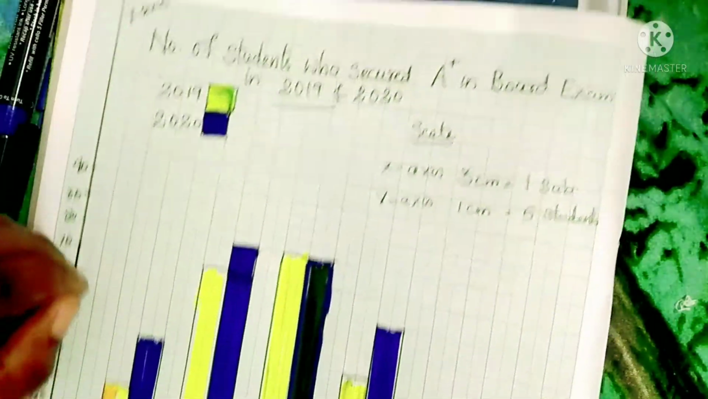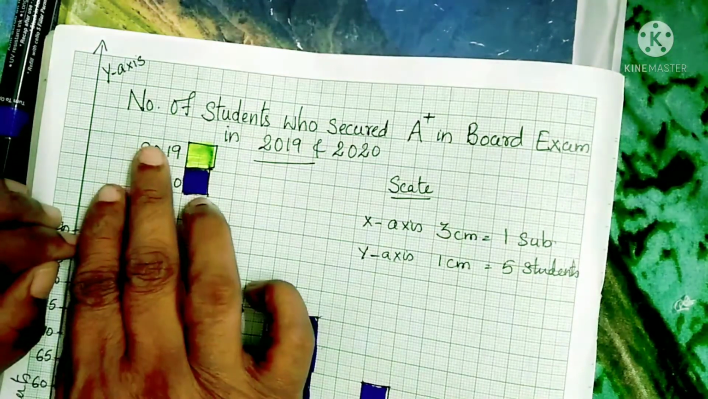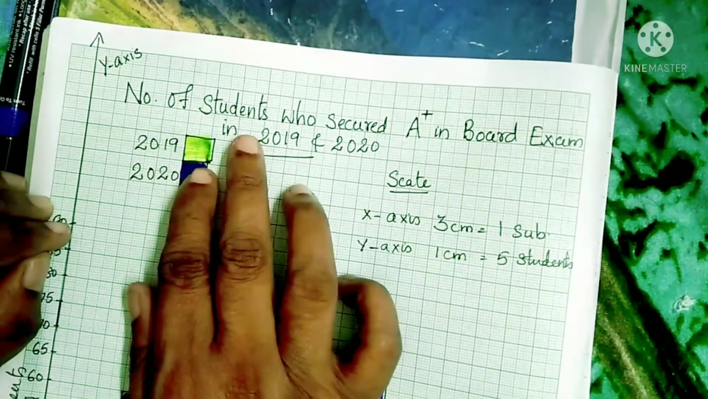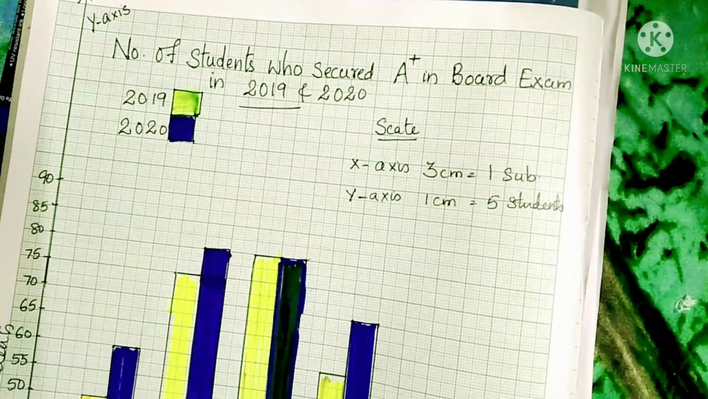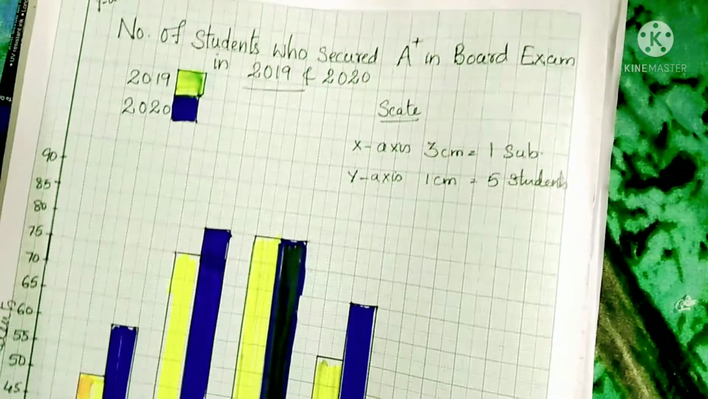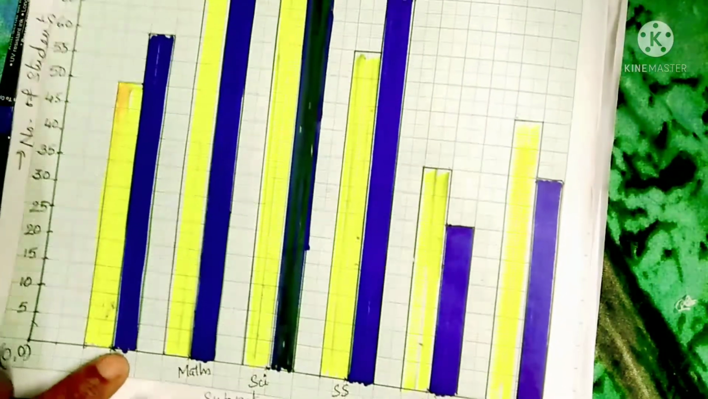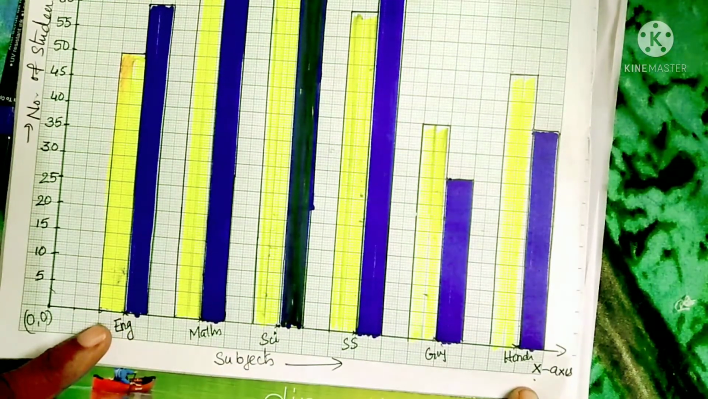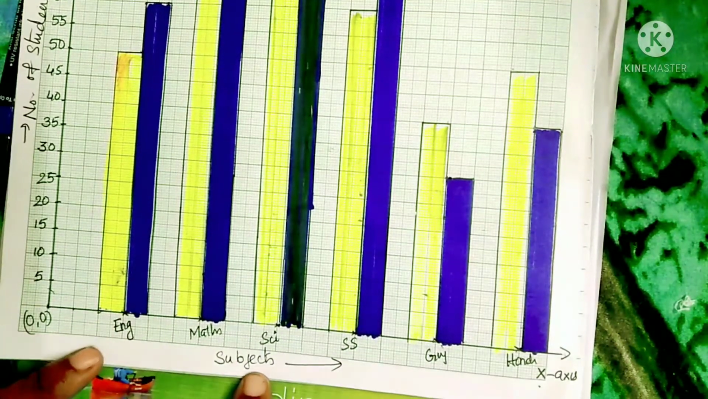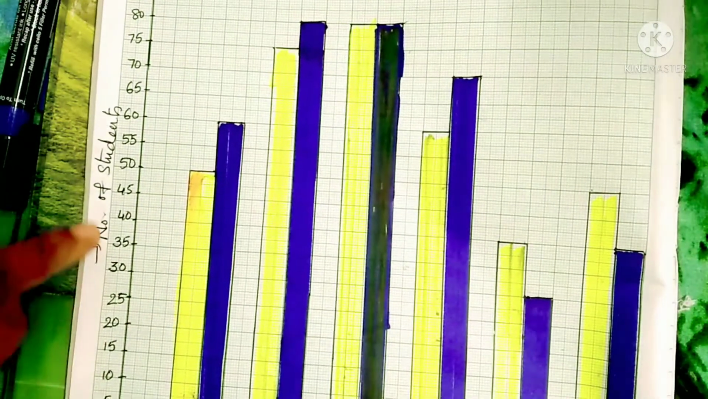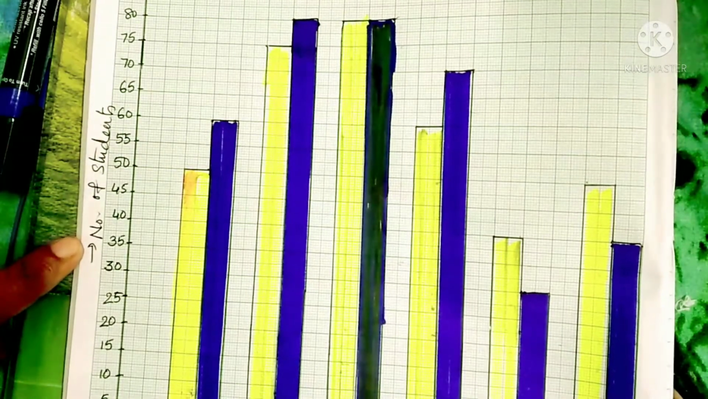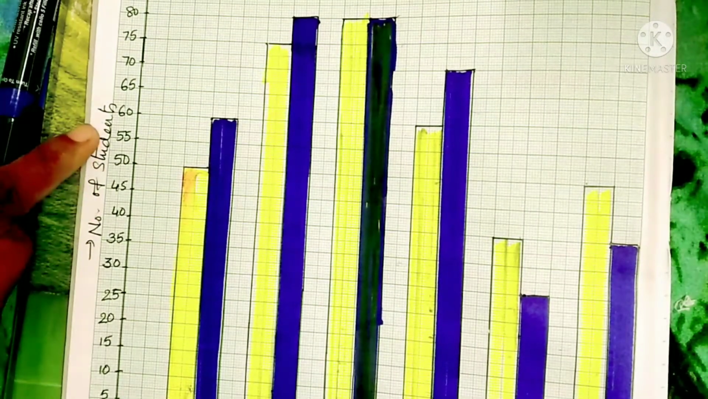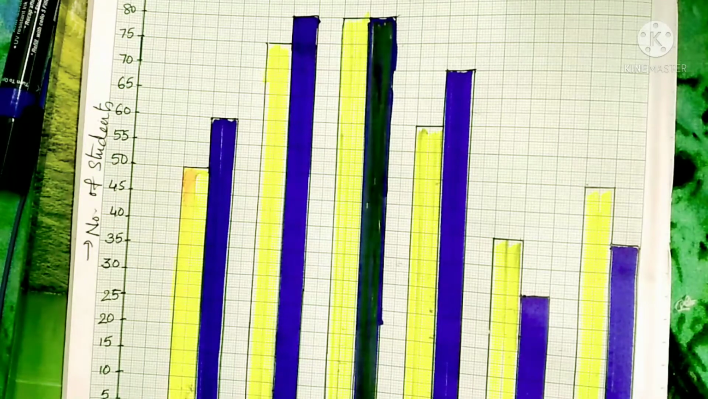Okay. Now the next thing is to write the heading. What is the title of the bar graph? Number of students who secured A+ in the board exam in the year 2019-20. So what all things do we have to do? First thing, x-axis, mark it completely, and then what does it show? Subjects. And on y-axis, according to the scale, mark the number of students, and then write what? The number of students who secured A+.